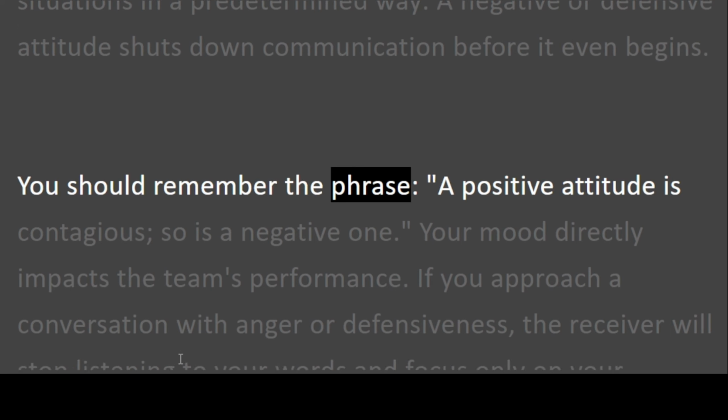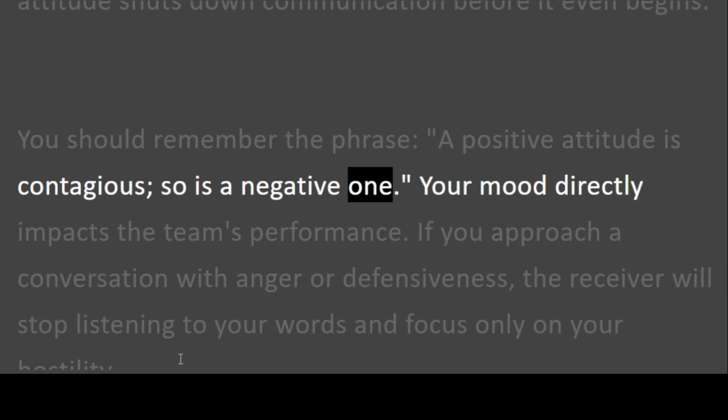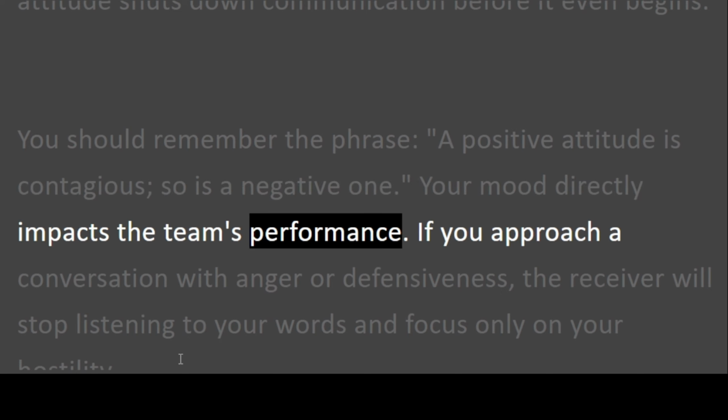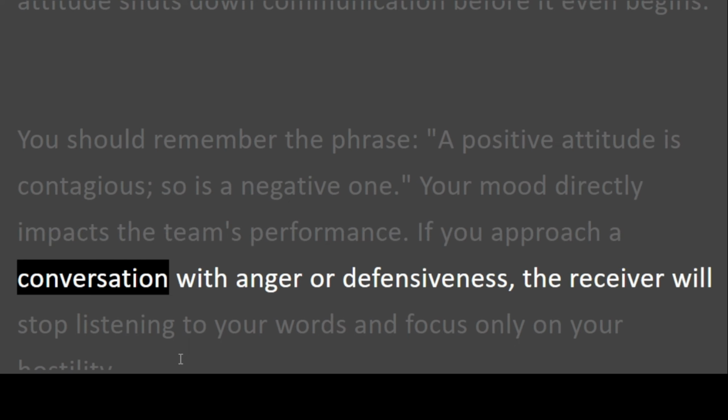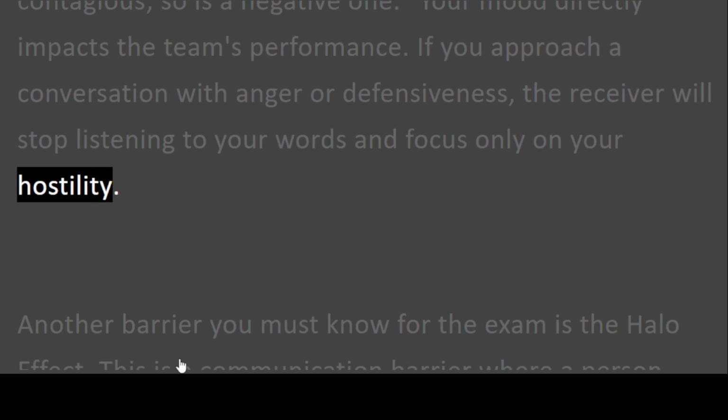You should remember the phrase, a positive attitude is contagious, so is a negative one. Your mood directly impacts the team's performance. If you approach a conversation with anger or defensiveness, the receiver will stop listening to your words and focus only on your hostility.